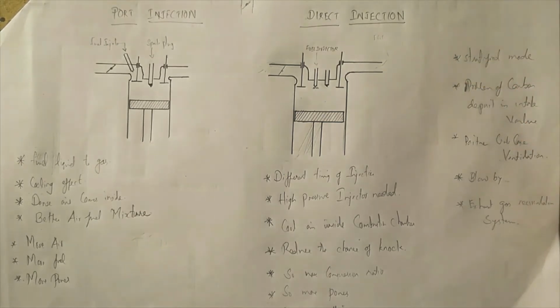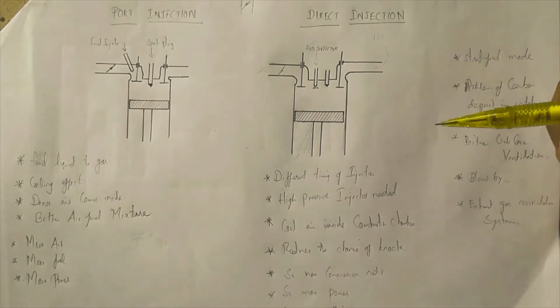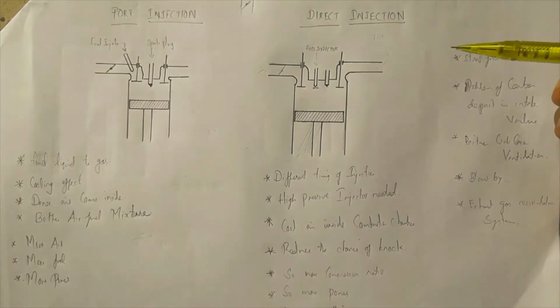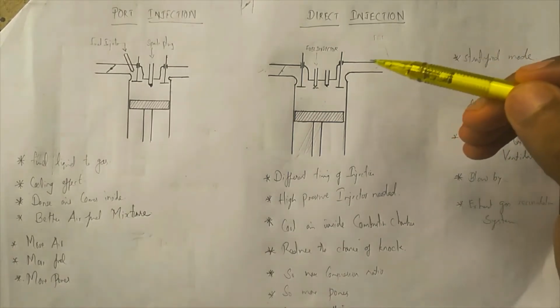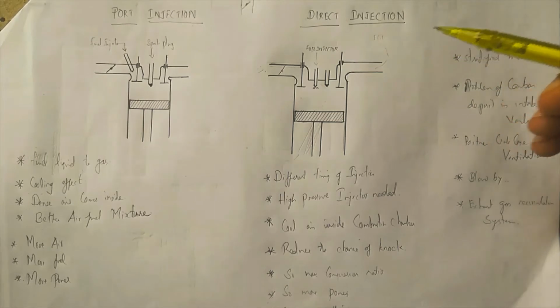That will reduce the knocking. Knocking is one of the major disadvantages in an engine. So if we can reduce the probability or chance of knocking in the engine, that will be a great advantage. And that is the reason why direct injection has been implemented in the first place.